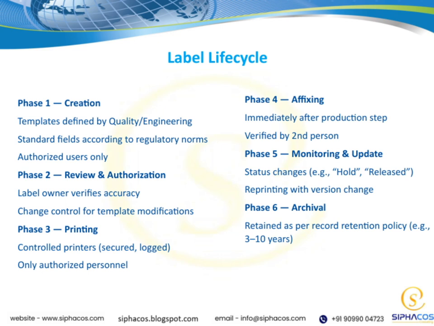If a reprint is necessary, it's done with a new version to keep everything current and compliant. Finally, Phase 6, archival, involves retaining records of all labels according to our record retention policies, which typically range from 3 to 10 years. This ensures that we have a reliable audit trail for regulatory and quality purposes. Overall, these phases create a robust framework that maintains label integrity, compliance, and traceability throughout the entire lifecycle.